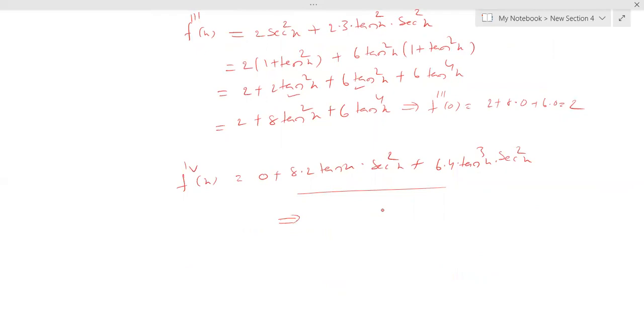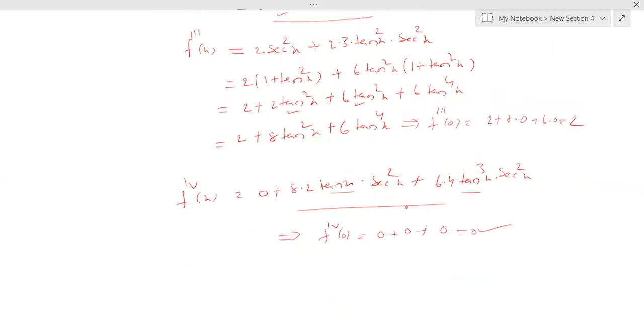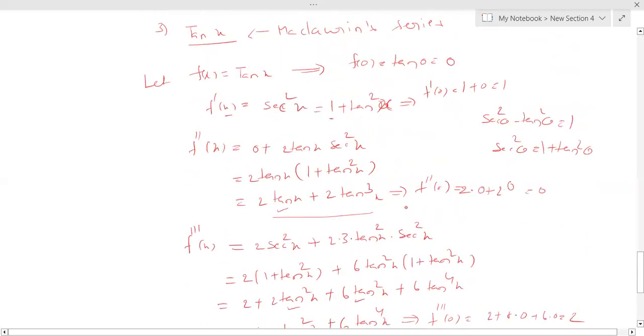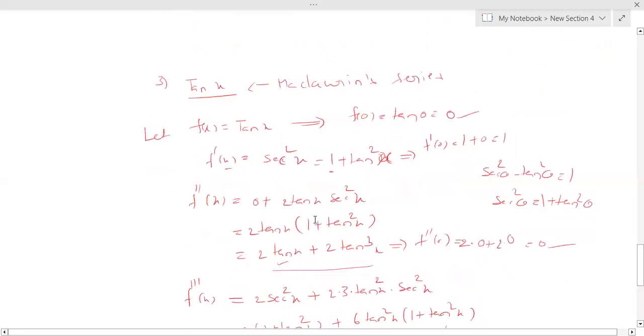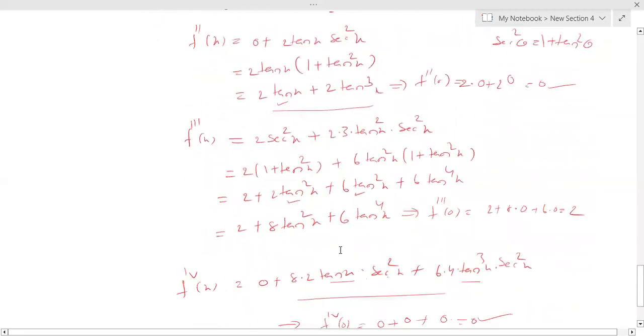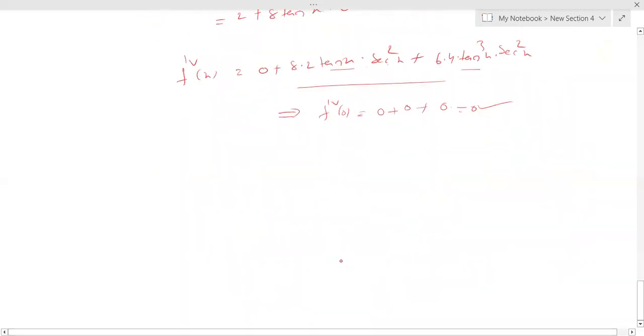Fourth derivative. f fourth derivative of 0 equal to 0 plus tan 0 into something, which is 0, plus tan cube 0 into something, which is 0. Total 0. You observe that even derivative values are zeros. The function value, second derivative, and fourth derivative are all zeros. That means in the series expansion, we are left with only odd exponents.